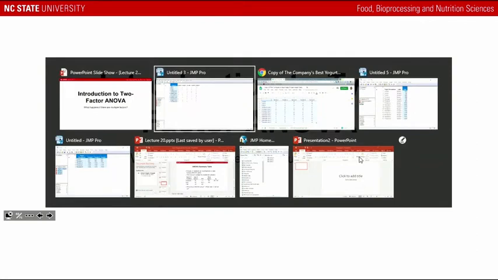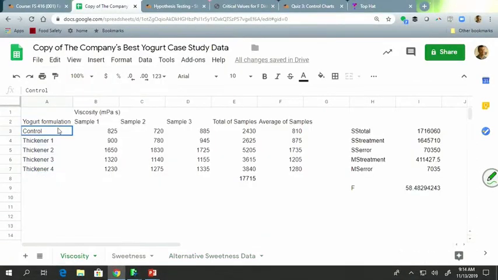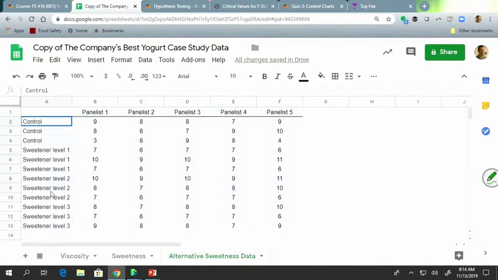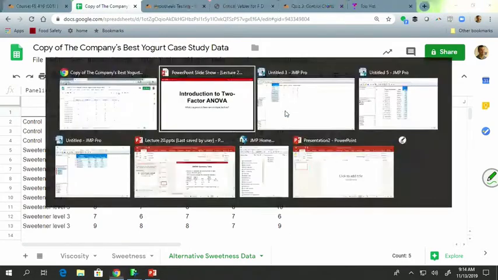In the thickener case, we only had one factor that we cared about. It was the thickener, whether there was a thickener and which thickener it was. That's one factor. We had 4 or 5 treatments there. 1, 2, 3, 4, 5. But if you were working over here, we have 2 factors. One factor, which has to do with the sweetener level, and another factor, which has to do with the panelists. One has 4 treatments. Another one has 5. So that's where we're going with this, is wanting to look at and compare all those differences at the same time.